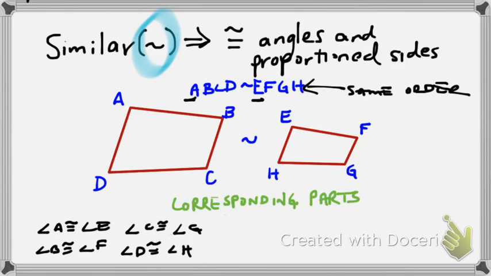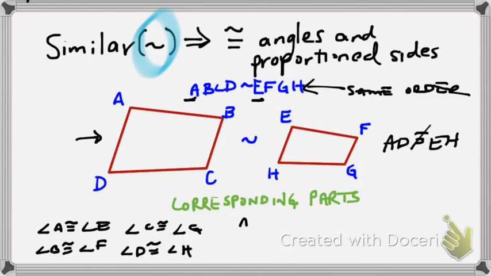Now, what goes along with our corresponding parts is our similarity statement, or our proportional statements. So like I stated earlier, your angles are all going to be congruent, but your sides are not going to be congruent. Instead, they're going to be proportional. Okay? So side AD is not congruent to EH, but instead, they are proportional. So then what you're going to do is set up a statement of proportionality, and it's going to look something like this.